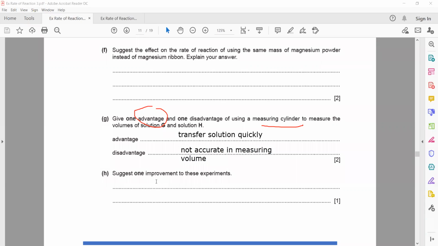Suggest one improvement to this experiment. What we can do is use a pipette or burette to measure the volume, because burettes and pipettes are accurate in measuring the volume. So we can use either a burette or a pipette. Is this clear?